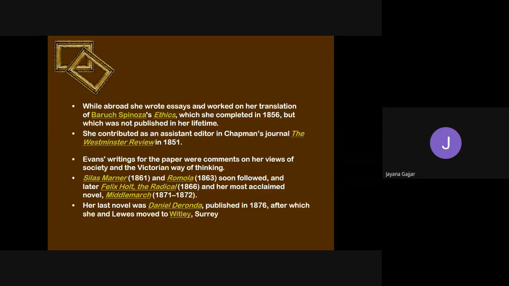And then we have these different works. She translated Ethics. Then she also contributed as an assistant editor in Chapman's journal, the Westminster Review, in 1851. So these names can be helpful for you all. Silas Marner, we have Romola by her, then Felix Holt, the Radical, then Middlemarch, and then her last novel, Daniel Deronda, and after that she moved to Whitley with her husband. So that was for George Eliot.